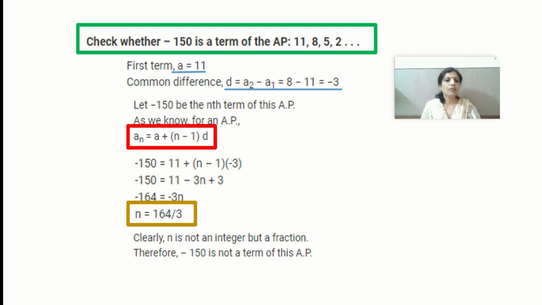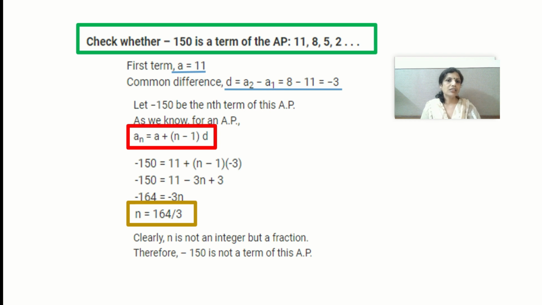So we know the formula for an is equal to a plus n minus 1 into d. Alright, so substitute the values. Minus 150 is equal to 11 plus n minus 1 into minus 3. When you solve it, you get the value of n as 164 upon 3. And clearly this shows that n is not an integer but a fraction, and therefore minus 150 cannot be a term of the given AP.